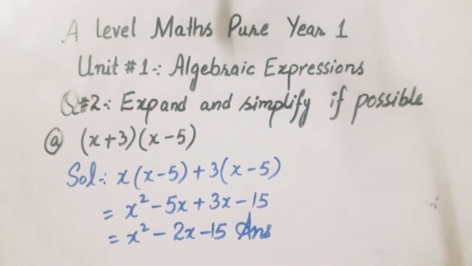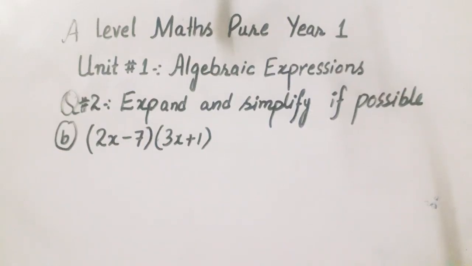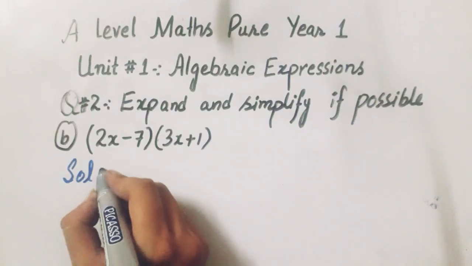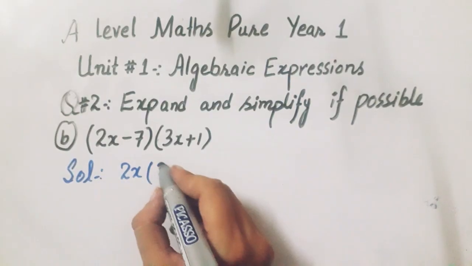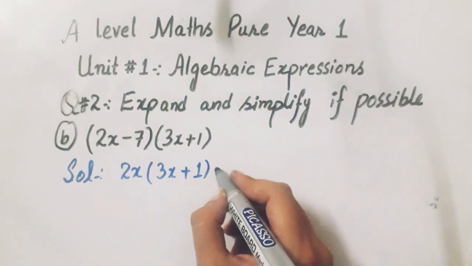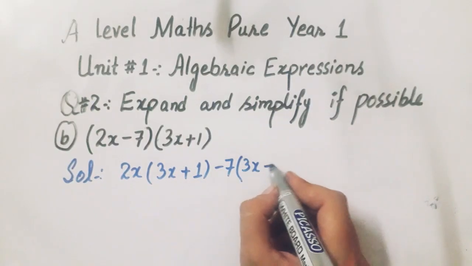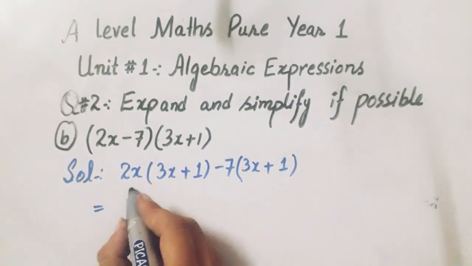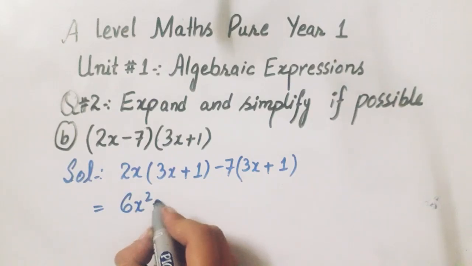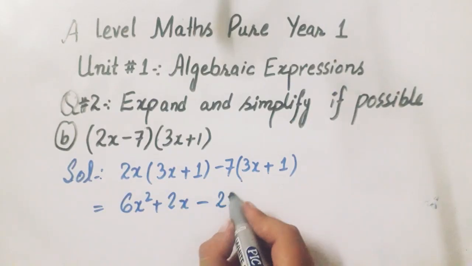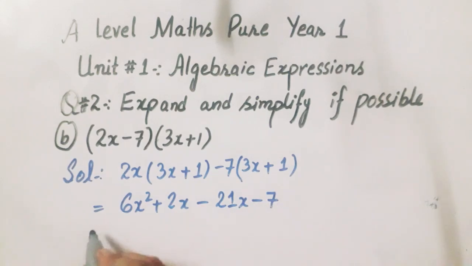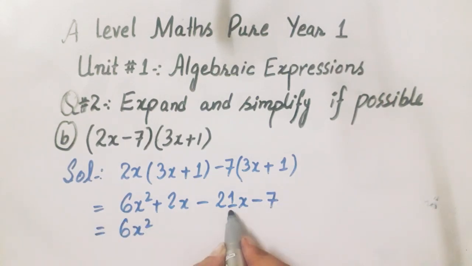Now we will solve the second part. Second part is 2x minus 7 into 3x plus 1. So we will solve this as 2x is multiplied by 3x plus 1 and minus 7 is multiplied by 3x plus 1. So this will become 2 into 3 is 6, 6x square plus 2x minus 21x minus 7. Now we get 6x square, 21 minus 2 is minus 19x minus 7. So this will be the answer. Now we will solve the C part.